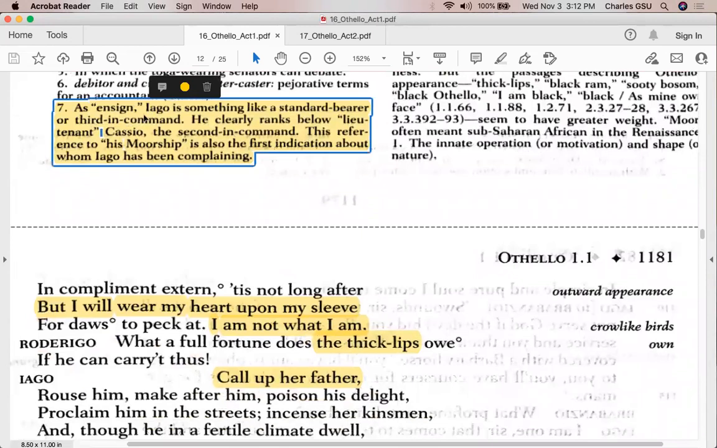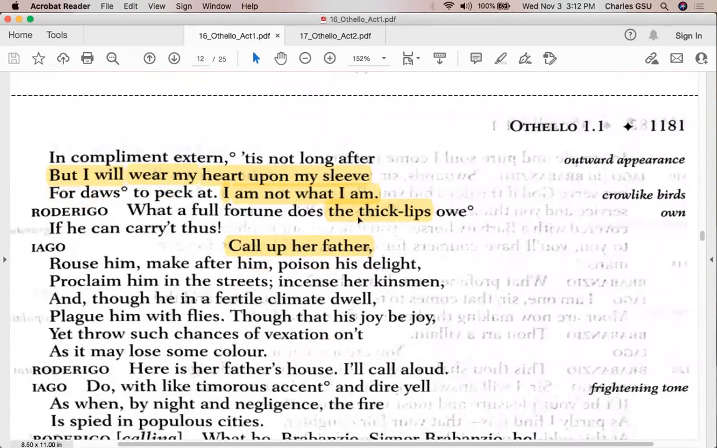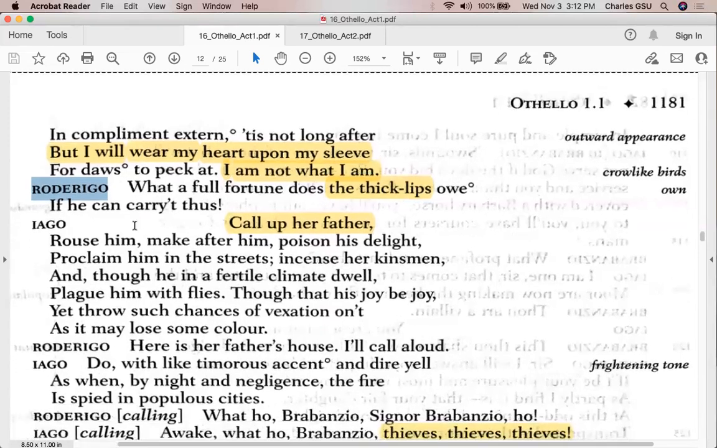Here's a reference about an ensign being lower than a lieutenant. Here is some of the language that is obviously connotative of perhaps an African person, but is also obviously racist, and it comes from an Italian or Venetian Roderigo, who, like Brabantio, though I would argue Brabantio is more overtly racist, is clearly caricaturing Othello and people of color here.